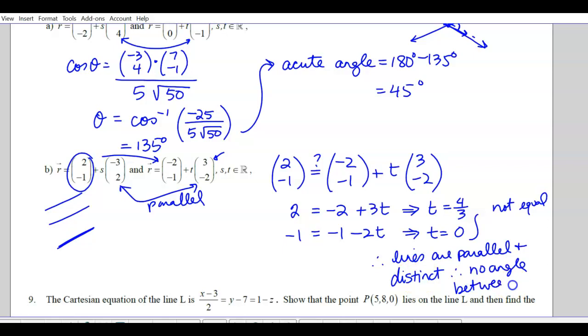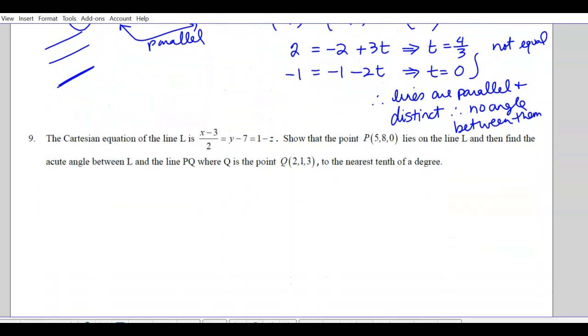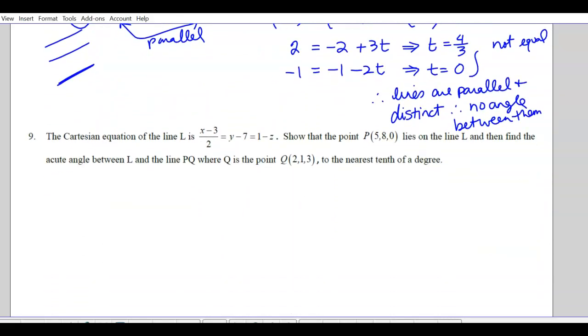We'll slow it down again here. Okay. Number 9, the Cartesian equation of line L is given. Show that the point P lies on line L, and then find the acute angle between that line and the line PQ. Okay, here's 10.